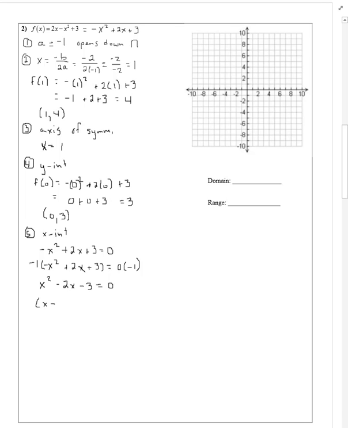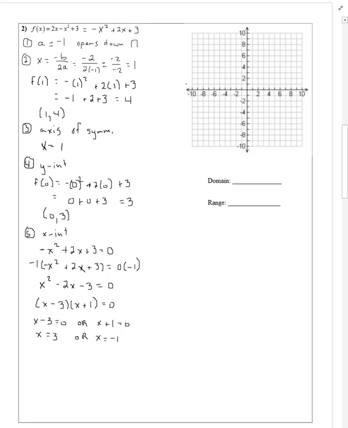Now, this is an easy case to factor. Or you can use the quadratic formula, whatever makes you happier. I'm going to factor. So that factors into x minus 3 times x plus 1. And so we know x minus 3 equals 0, or x plus 1 equals 0. So x equals 3 by adding 3 to both sides, or x equals negative 1 by subtracting 1 from both sides.